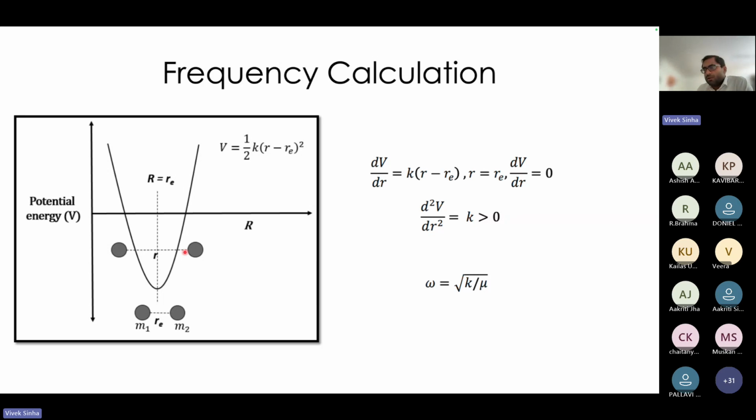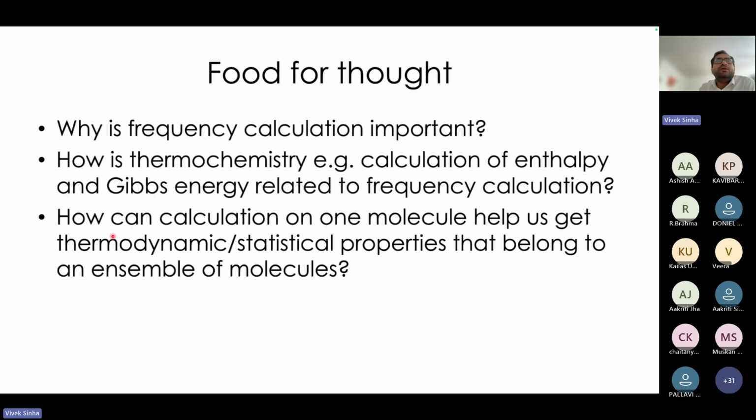Why is it important? One thing is that we are able to get insight into the electronic structure or electronic environment of the system. But there's a little bit more to it. I will take a 5-minute break, but I will leave you with 3 questions that I want you to answer when I am back.